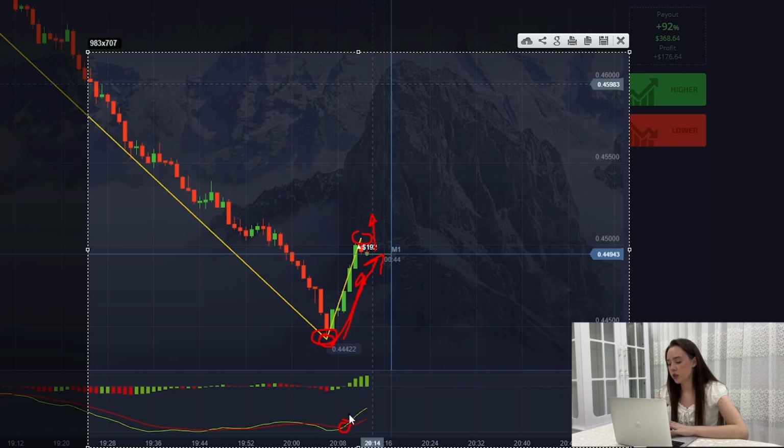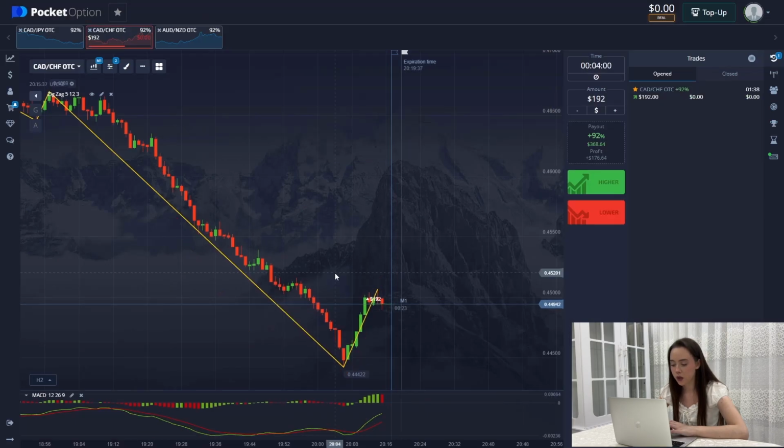When the main line crosses the signal line from bottom to top, it's a buy signal, and let me show you how to use this information in practice. In this case, we have seen our buy signal, and just from above, we can see that our chart has started to grow at this moment. The buy signal looks as follows: the main line crosses the signal line from bottom to top. If it were the other way around, it would be a sell signal.